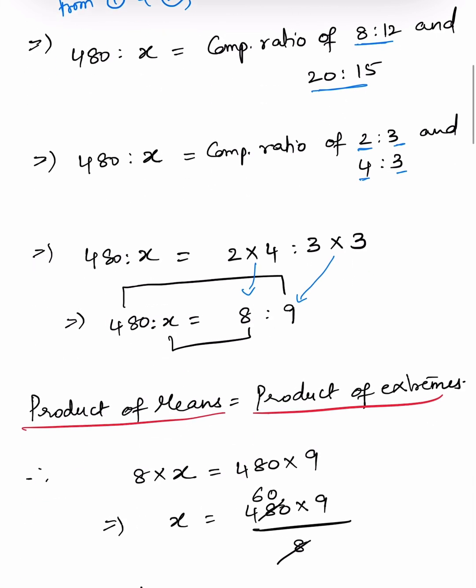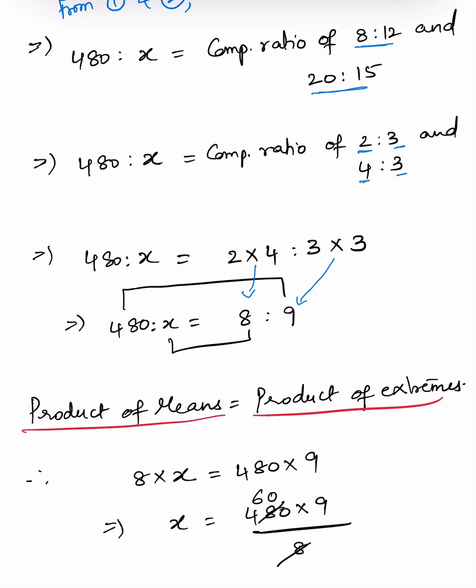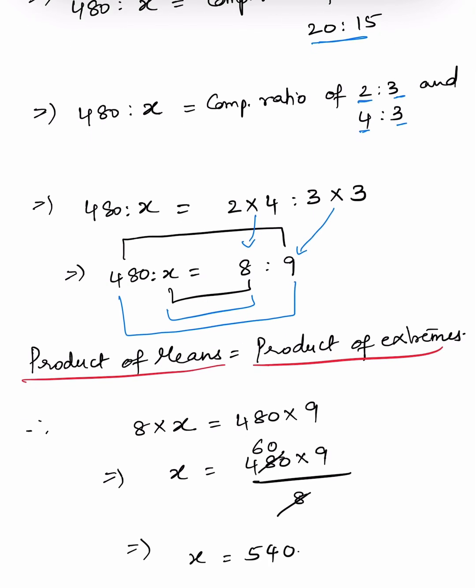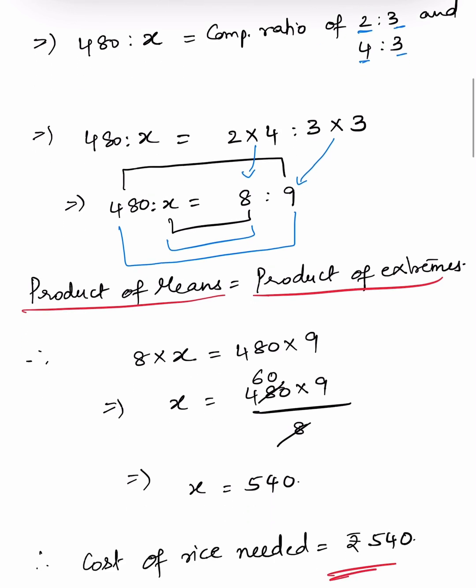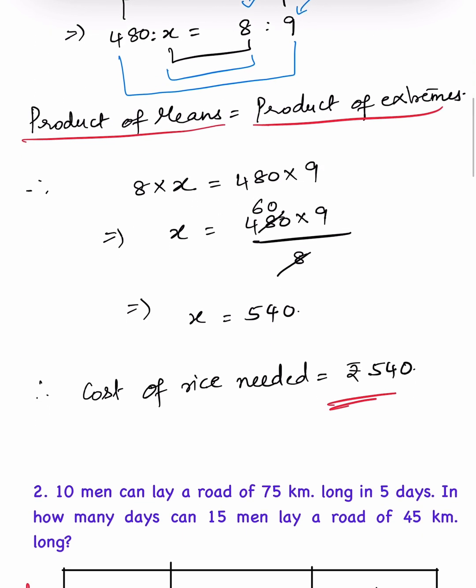What should we do now? Product of means equals product of extremes. What are means? These two values are the means, and these two are the extreme values. So 8 into x equals 480 into 9, so x equals 480 into 9 by 8. So x equals 540. The cost of rice needed is rupees 540 for the family.